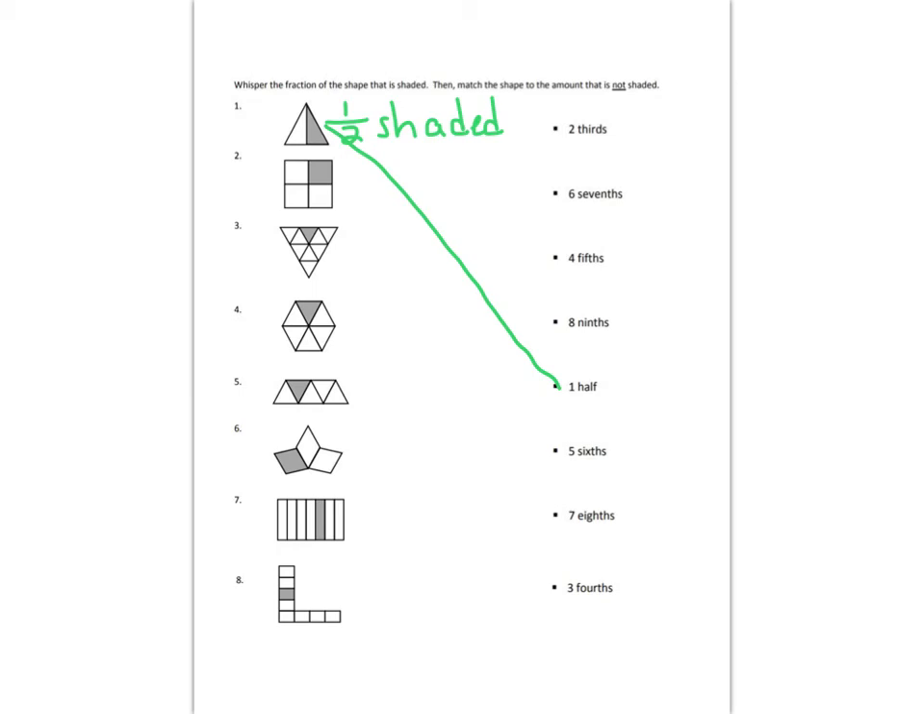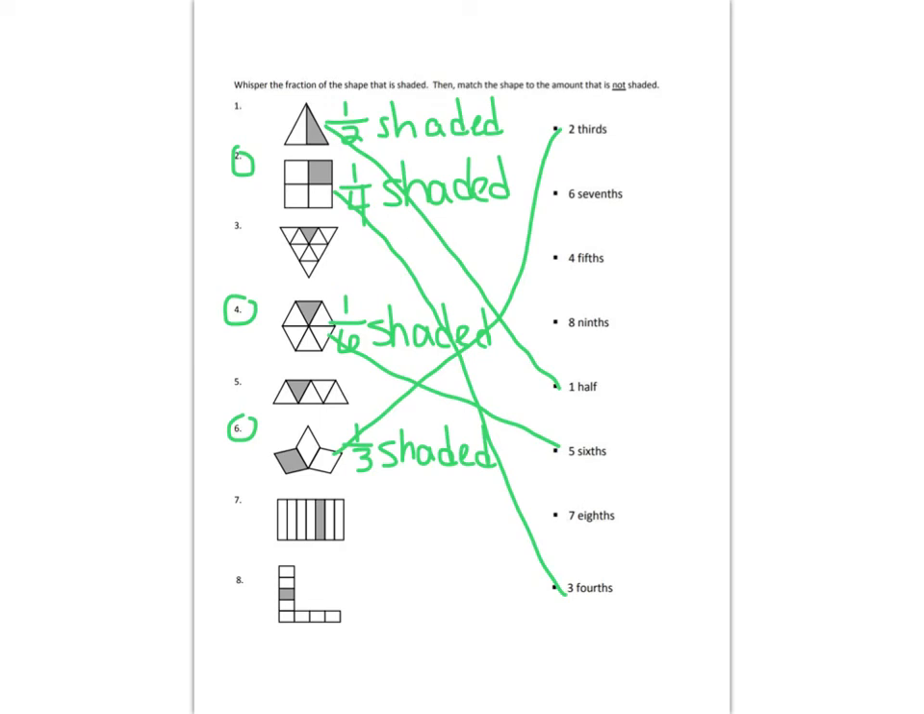I want you to pause the video right here and I want you to complete numbers 2, 4, and 6 independently. Once you get those done, I want you to hit the play button to check your answers. Are you ready? Go ahead and pause. Go ahead and check your answers with mine. It's important for you to remember that both the shaded and the non-shaded pieces make up the whole shape.